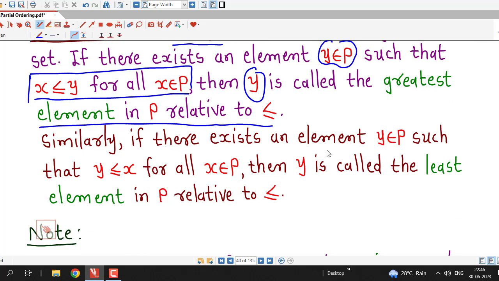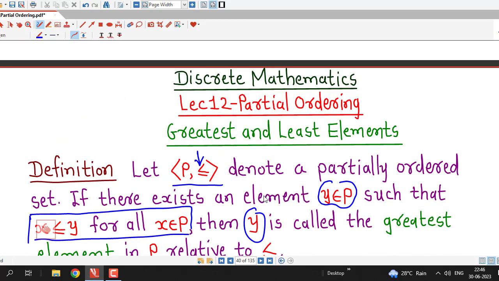Similarly, if there exists an element y belongs to P such that y is less than or equal to x for all x belongs to P, then y is called the least element in a poset P under the partial order relation less than or equal to. So the definition is very easy.